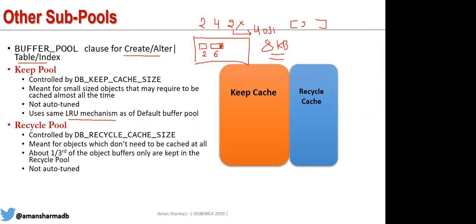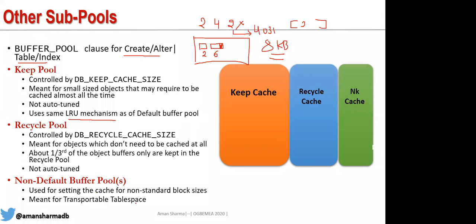So then we have the non-default caches available. The non-default caches are for the non-standard block sizes. From 9i, Oracle supports having the default block size as 8 KB, but we can still create a tablespace of 2 KB or even 16 KB. Now, there has been a lot of talk about whether this is for performance or for what purpose, but this is actually meant for transportable tablespaces.